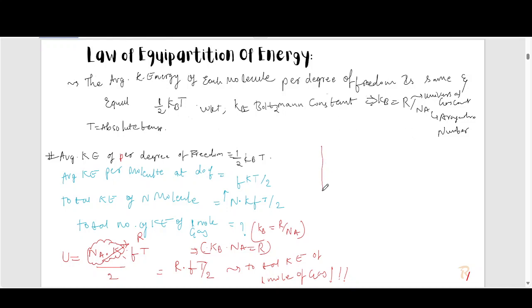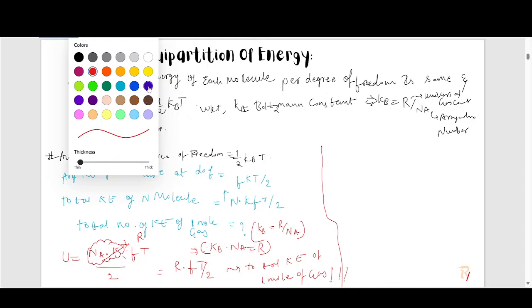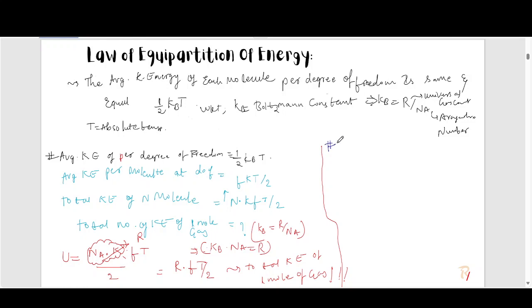Okay, let me use another color. Total kinetic energy of n moles, very importantly, U equals nfRT over 2. Very important formula.